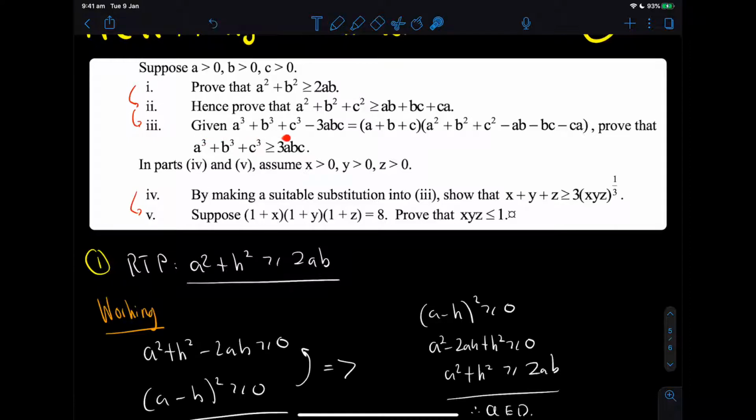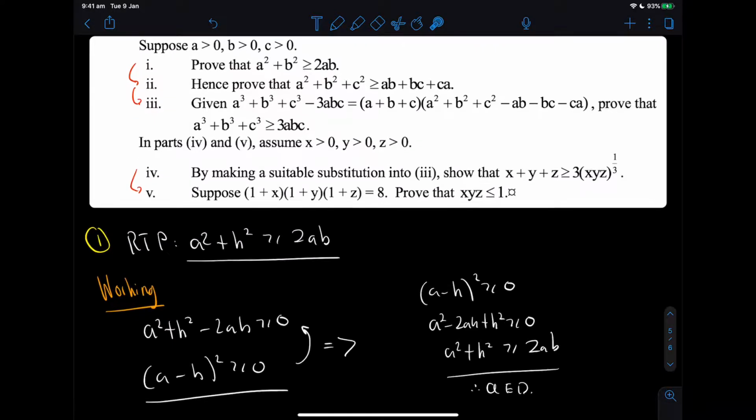Part 3 says that we're given this expansion of a cubed plus b cubed plus c cubed, and we're essentially required to prove this. If you notice, this part is exactly this part, just with a greater than or equal to sign. So what I'm thinking usually here is that we use the given component and use the previous parts, what we were required to prove, and do some manipulation to essentially get to this stage.